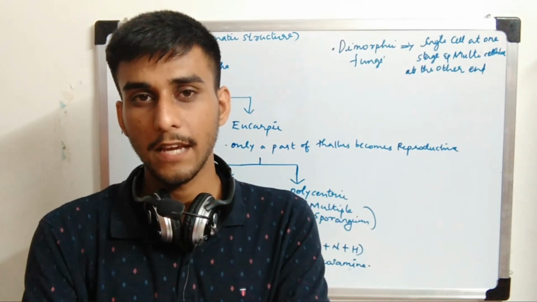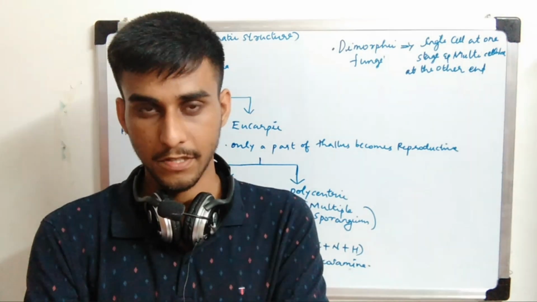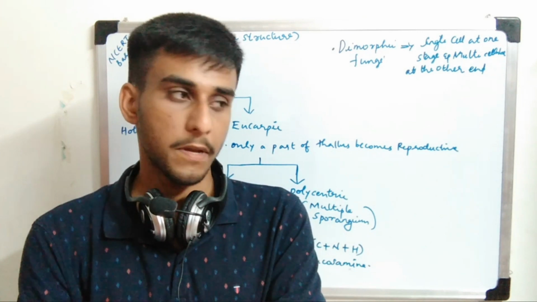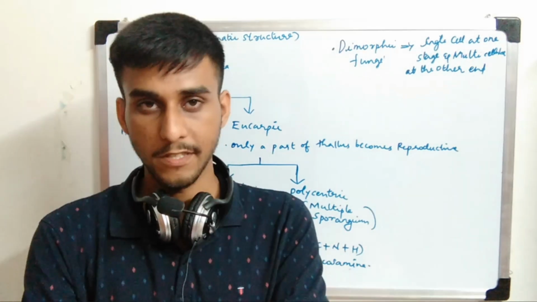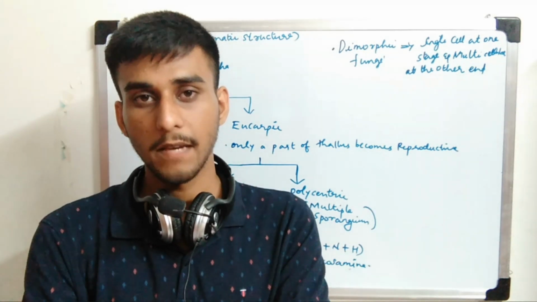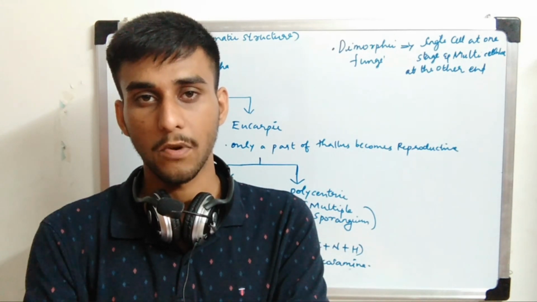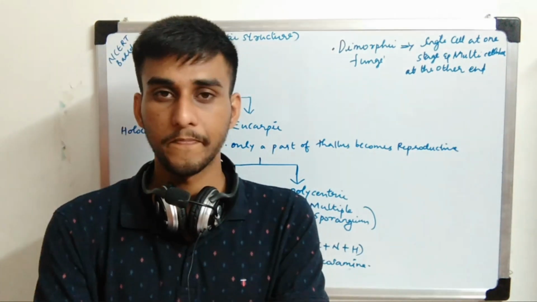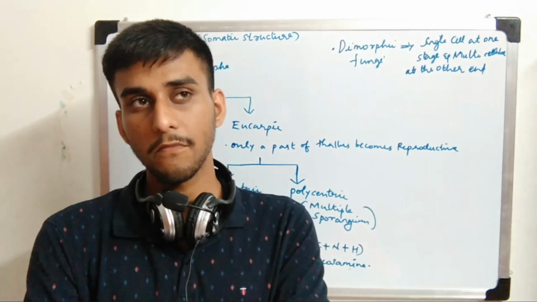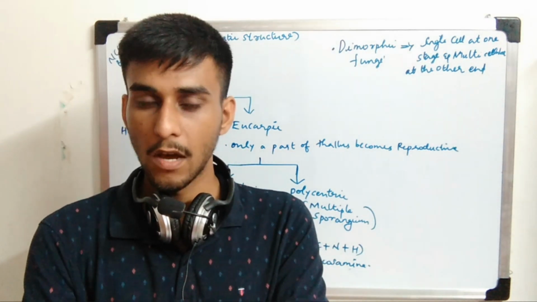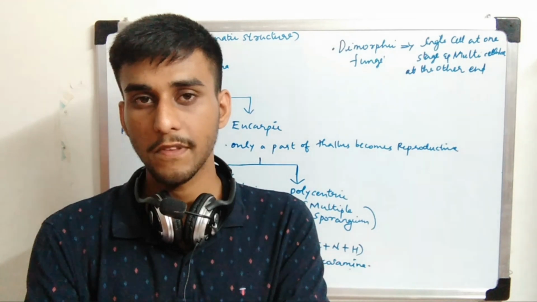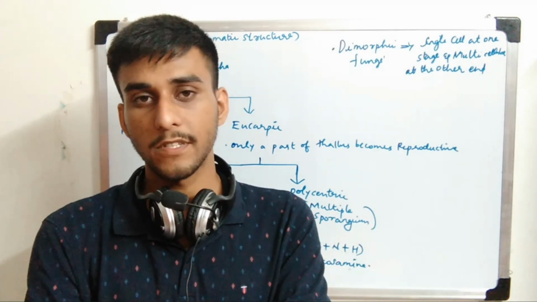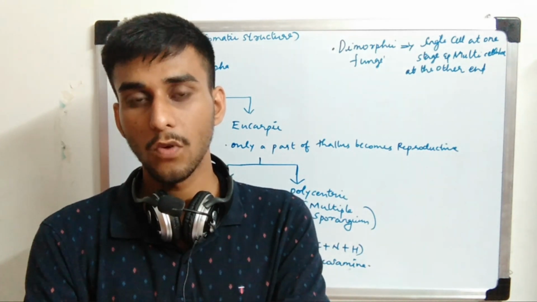If the entire hyphae turn into a reproductive structure, then it is known as holocarpic fungi. If a fungus's entire mycelium turns into a reproductive structure, then it is known as holocarpic fungi. But in some cases, only a certain portion of the fungi turns into its reproductive structure. This type of fungi is known as eucarpic fungi.